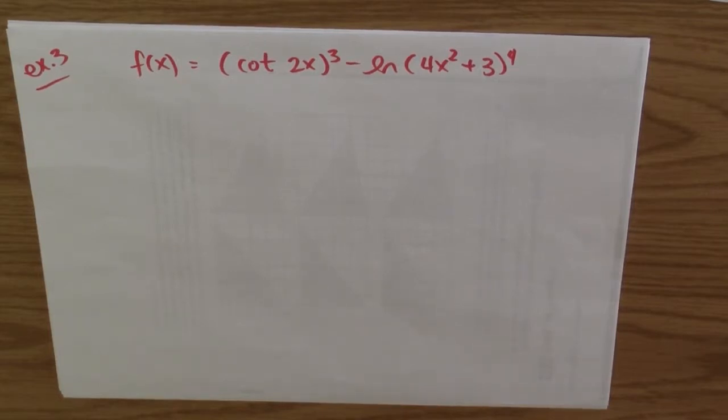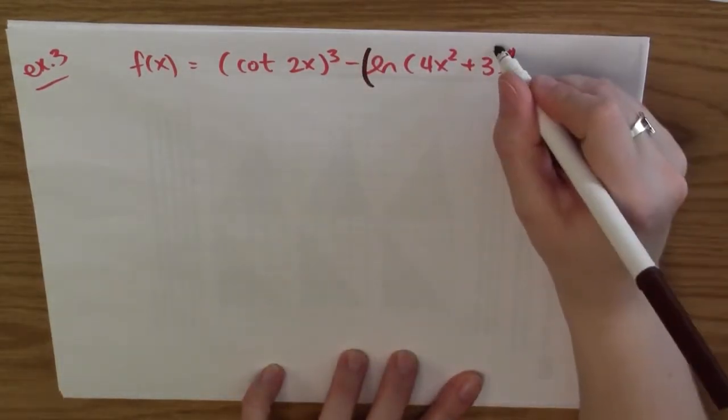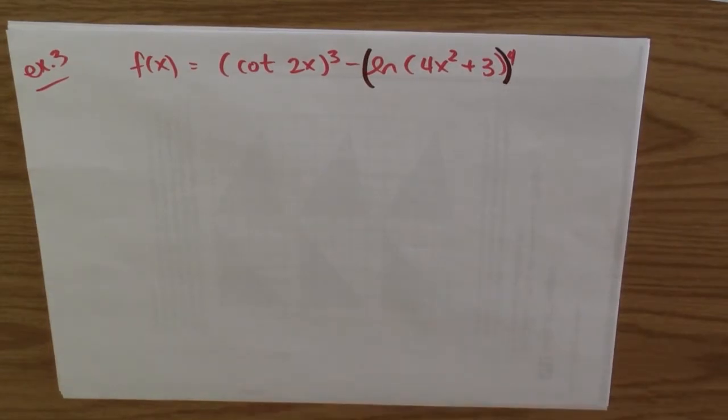For our third example, let's consider the function f of x equals the cotangent of 2x all to the third power minus the natural log or log of 4x squared plus 3 all to the fourth power. So this natural log of everything is being raised to the fourth power in this function. All right, let's take the derivative.